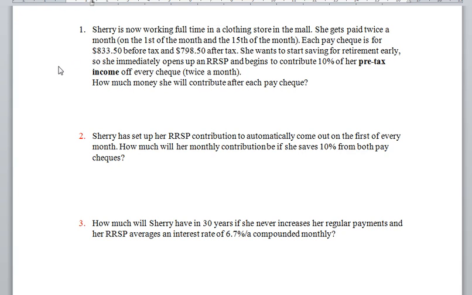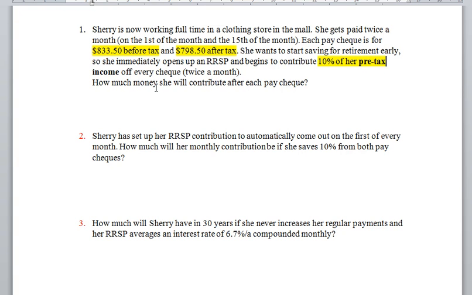Okay, so let's run through this one a little bit easier. As I run through it, I sometimes use a highlighter and I think about, okay, what are the important things? This says something about before tax and $798.50 after tax. So there's two different values going on here. She wants to start saving for early retirement. She immediately begins to open up an RSP and begins to contribute 10% of her pre-tax income off every check.